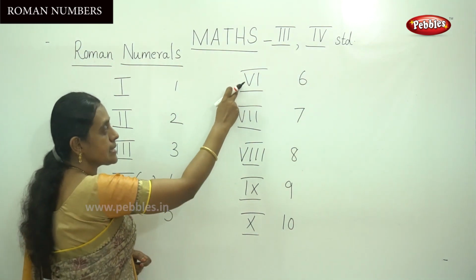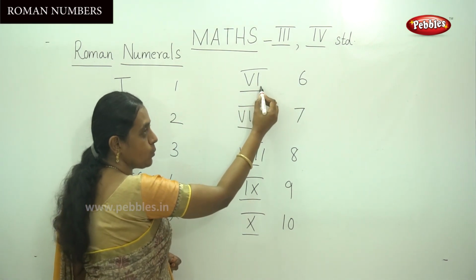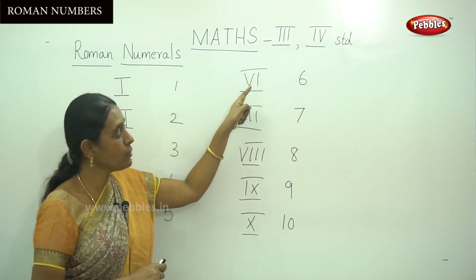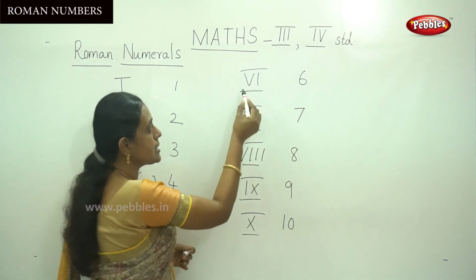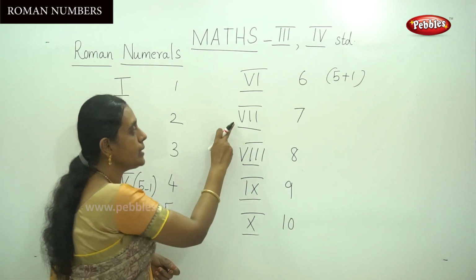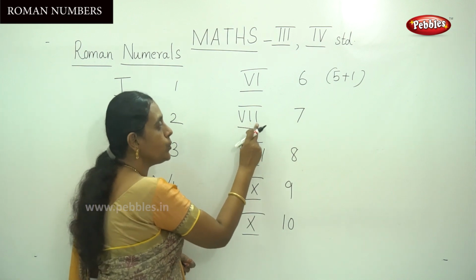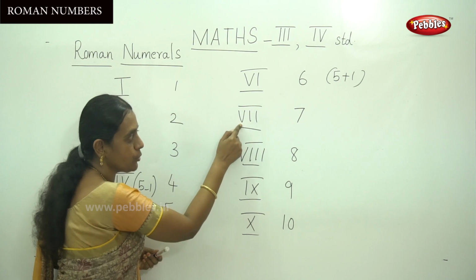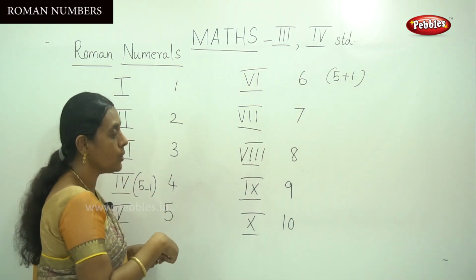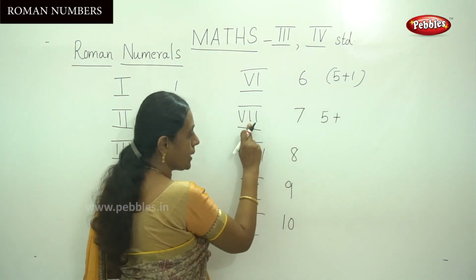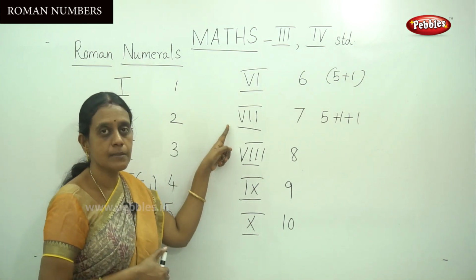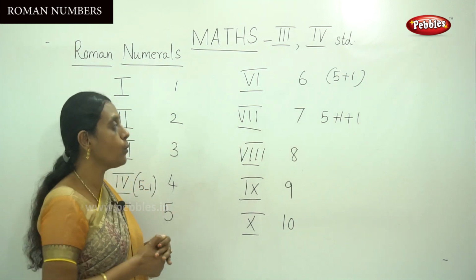And observe this 6. Here the smaller numeral symbol is 1. If you write the symbol on the right side of the bigger numeral, because here the bigger numeral is 5, you add this sign 1. So this is 5 and 1, that is 5 plus 1, which is 6. Can you understand? And for 7, the bigger numeral is 5, and you write 2 of the smaller numeral on the right side of the 5. So it is denoted as 5 plus 1 plus 1: 5 plus 1 is 6, 6 plus 1 is 7. So 7 is written like this. Do you understand why we write like this?